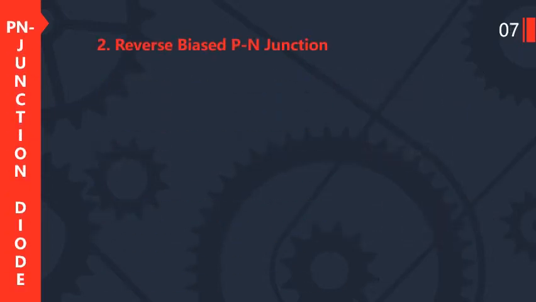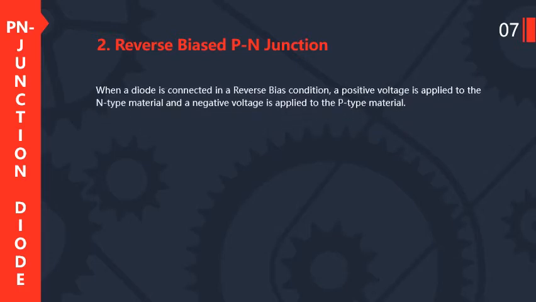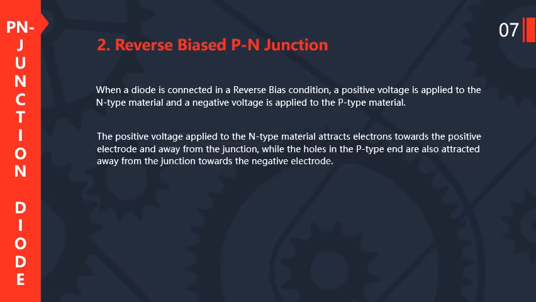Second is the reverse bias PN junction. When a diode is connected in a reverse bias condition, a positive voltage is applied to the N-type material and a negative voltage is applied to the P-type material. It means the P side is connected to the negative side, so this is called reverse bias.